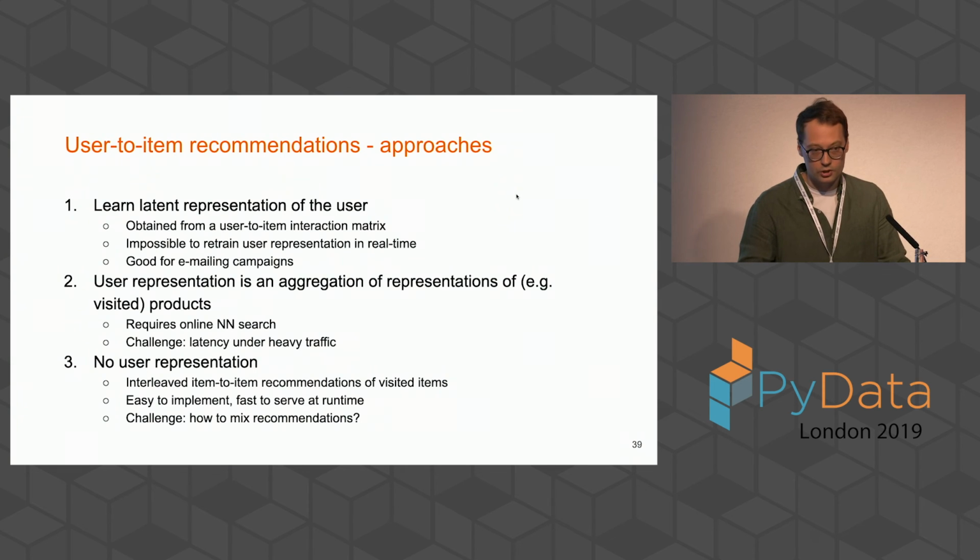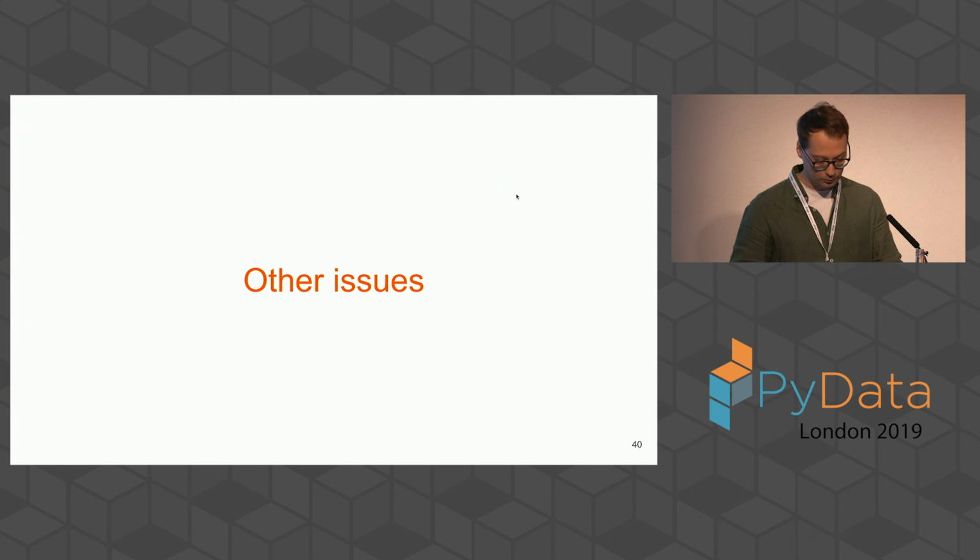The third option, the simplest one, which actually runs in production now, is to have no user representation at all. Namely, we simply interleave item-to-item recommendations of the visited items. It's easy to implement, fast to serve at runtime. The problem here is how to interleave these recommendations originating from different visited items.